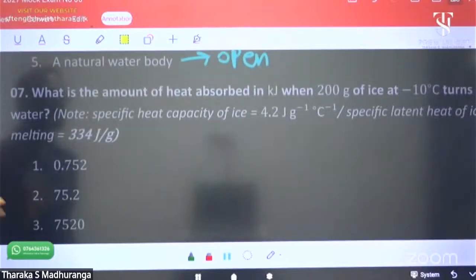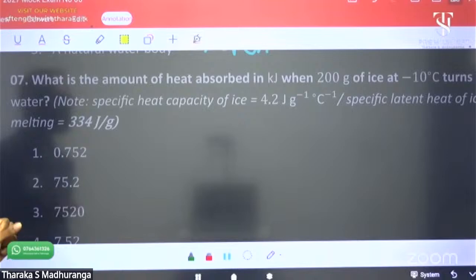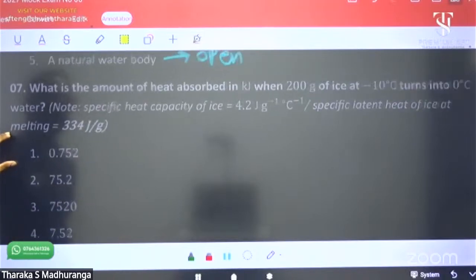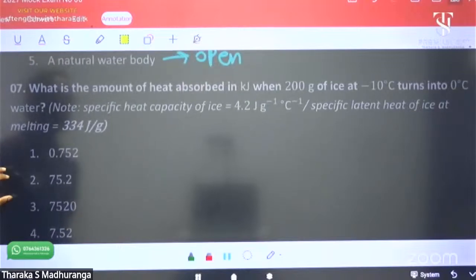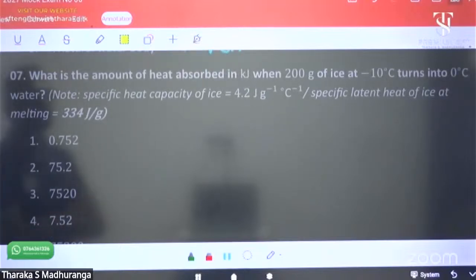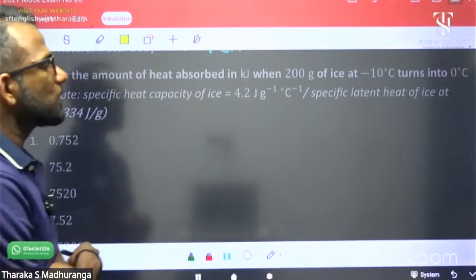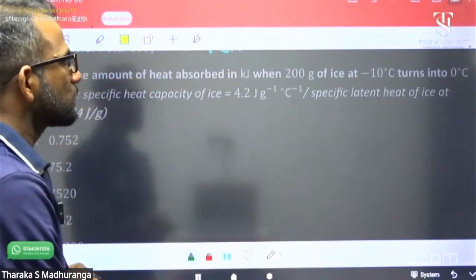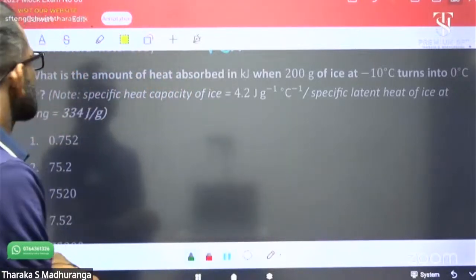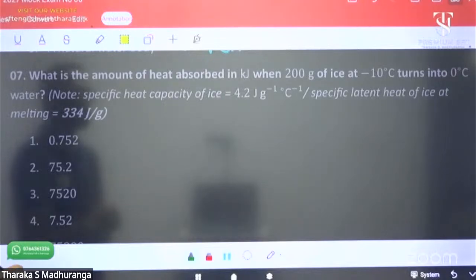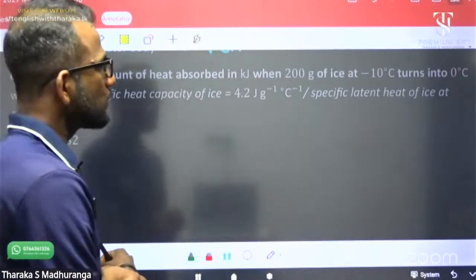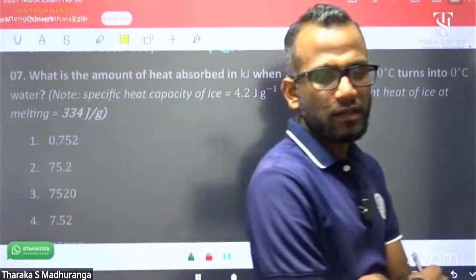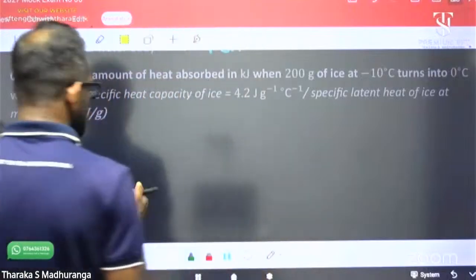What is the amount of heat absorbed in kilojoules? These are most important questions, starting from question number 7. What is the amount of heat absorbed in kilojoules when 200 grams of ice at -10 Celsius turns into 0 Celsius water? The specific heat capacity of ice is given and the specific latent heat of ice at melting is given. Right?